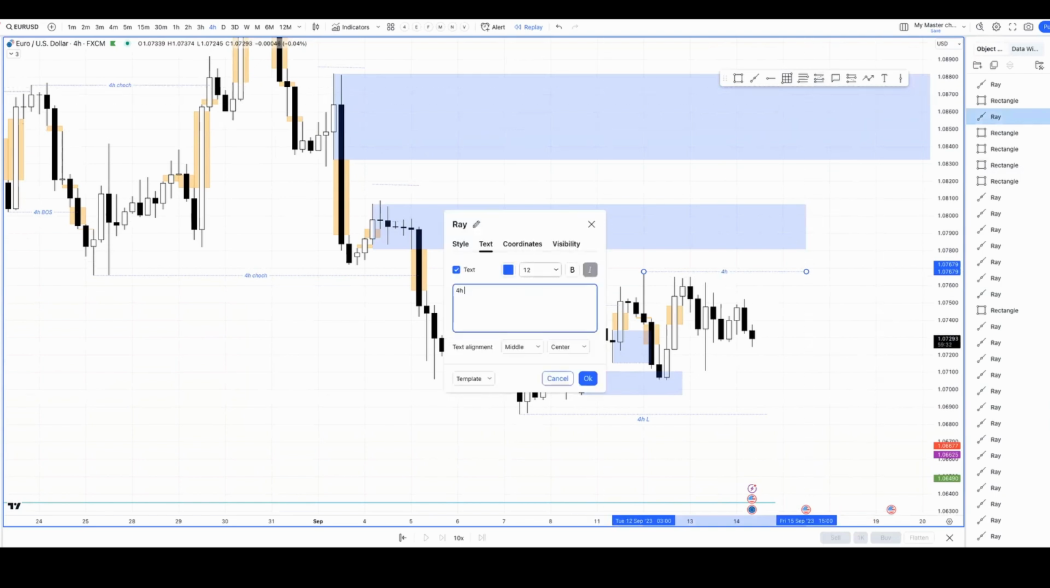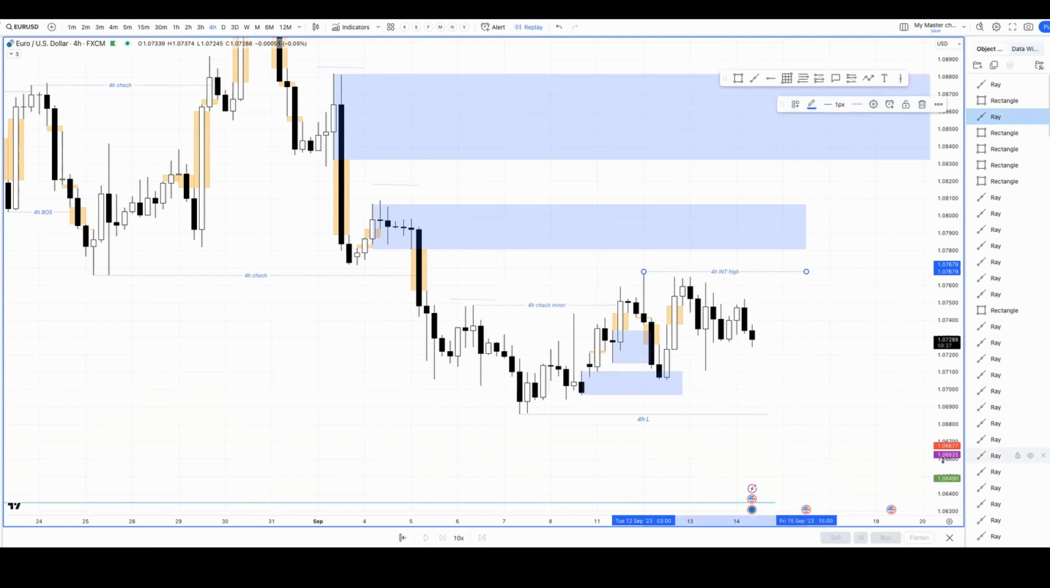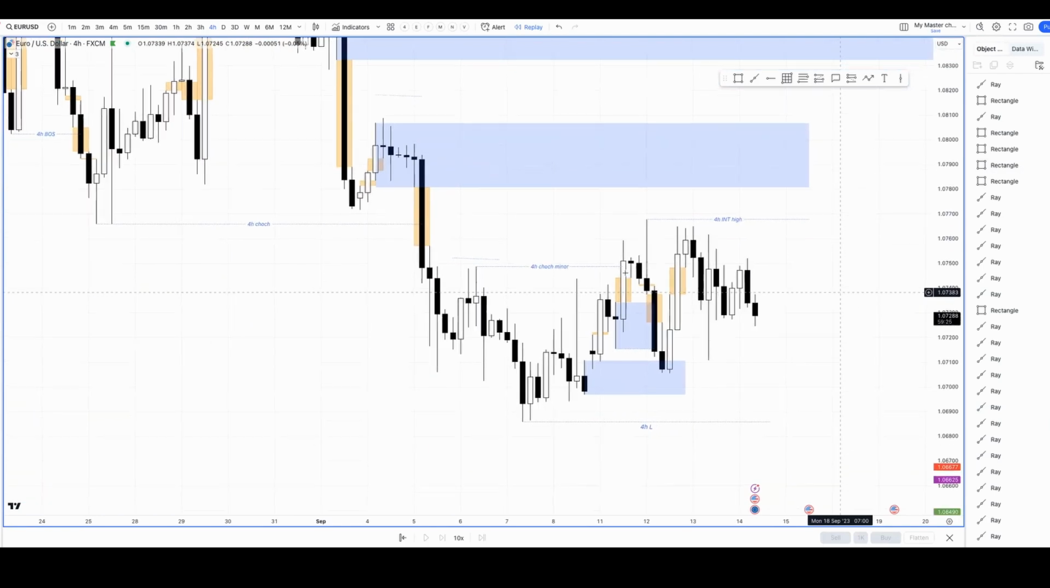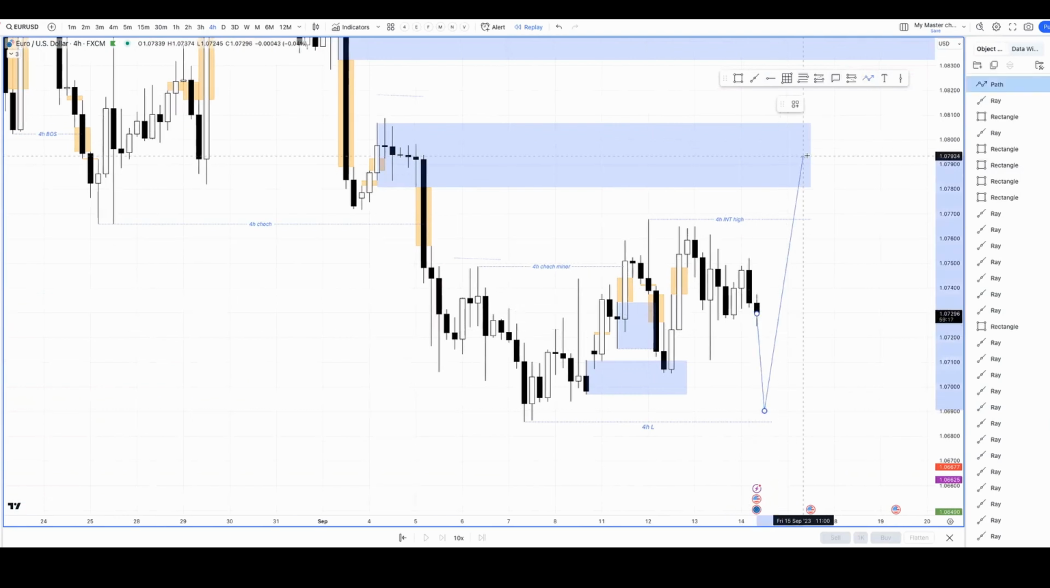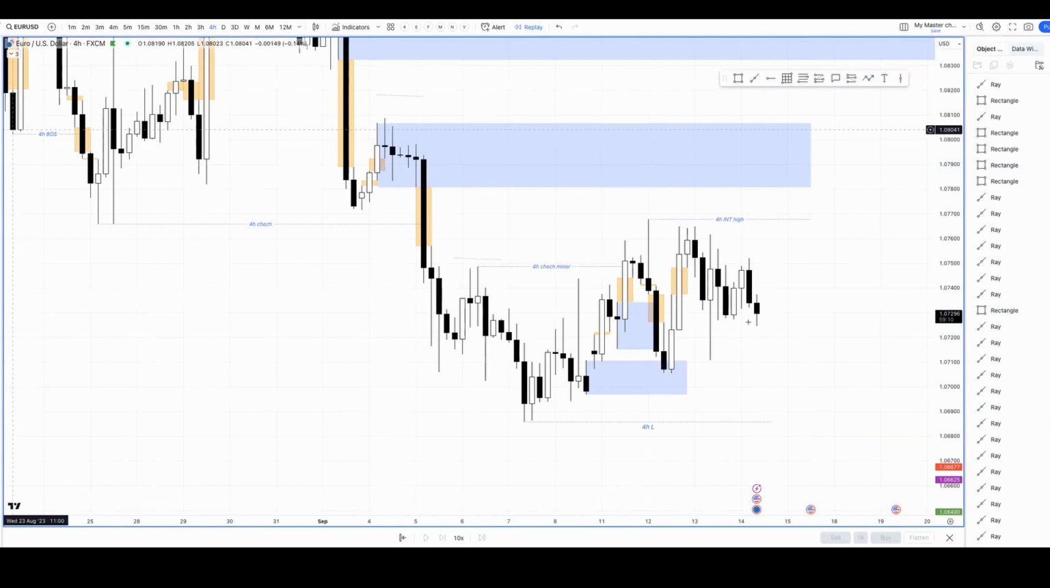4 hour internal high. Hope that makes sense. So essentially we're still in this. Theoretically, price could still come down to here and then maintain this internal, as long as we don't break this low.